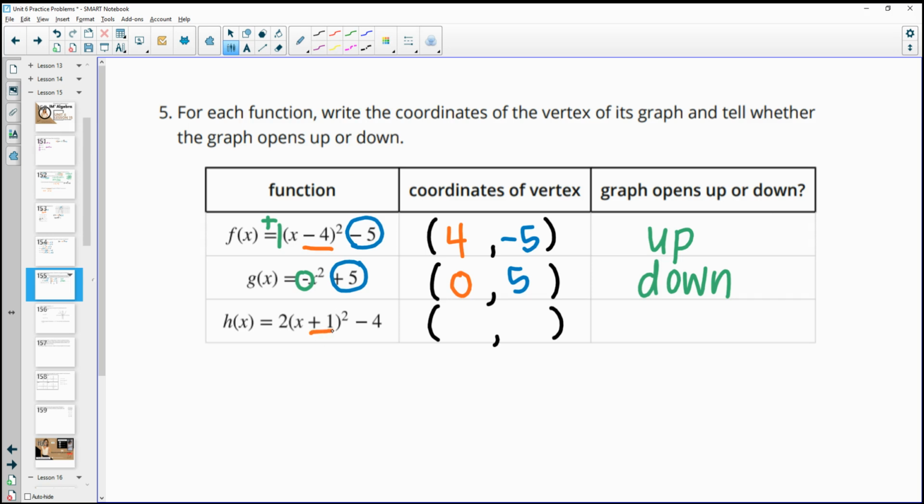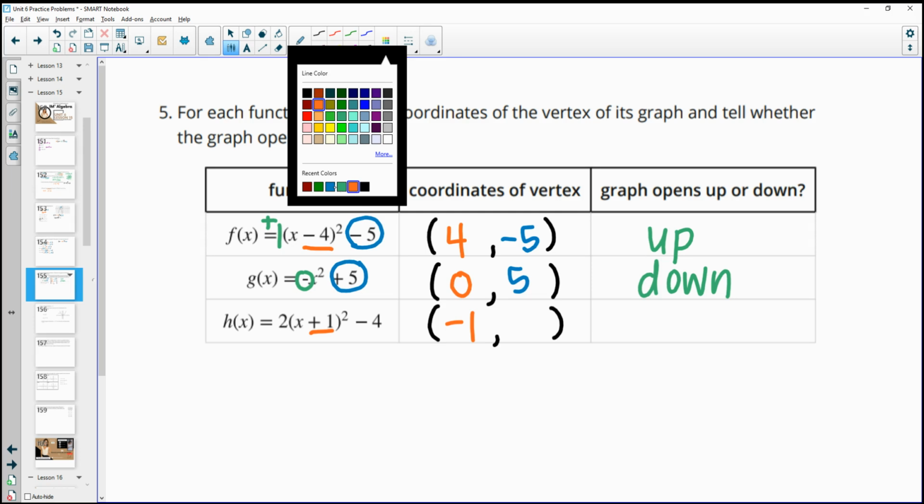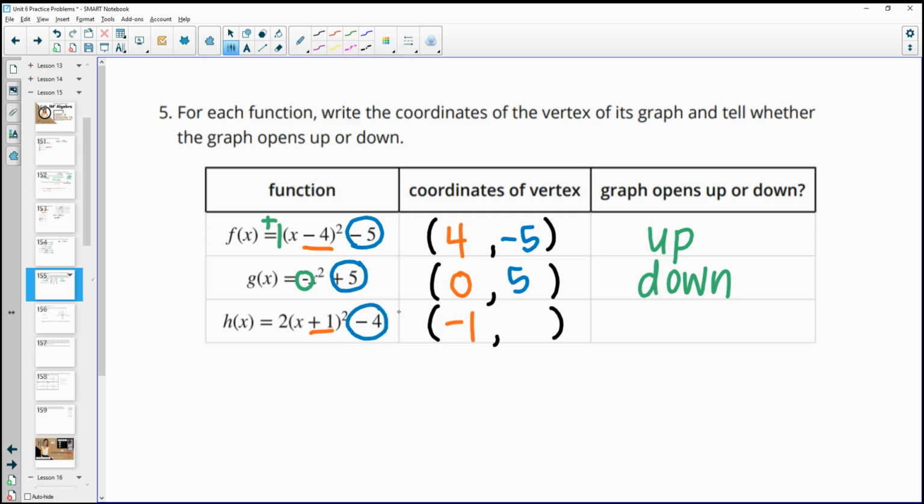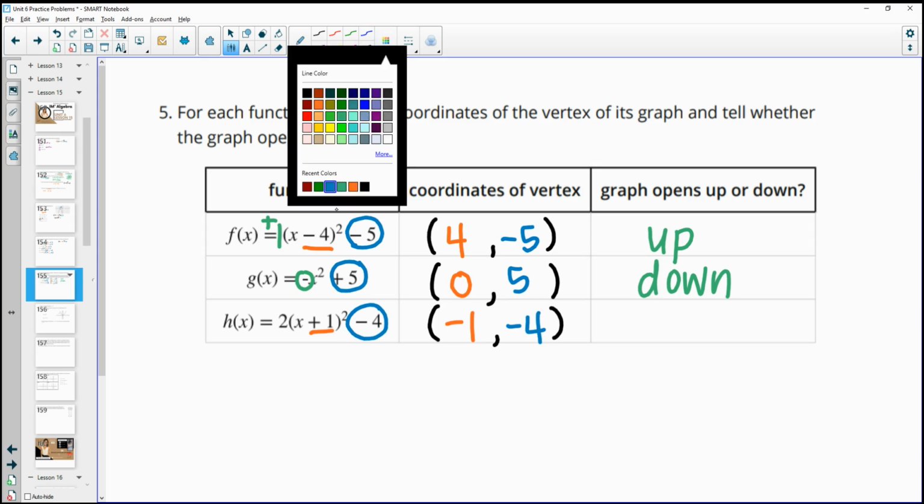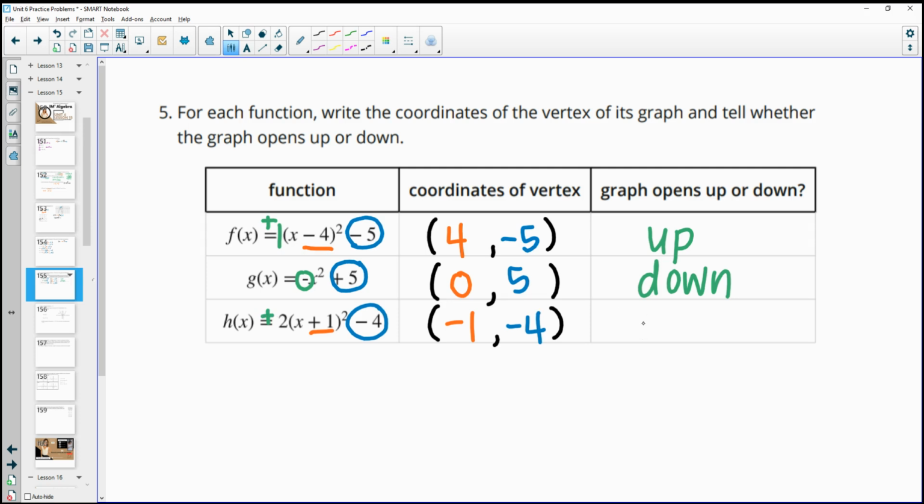H of x, so we've got a +1 here. Opposite of that is -1. Then we've got this y coordinate of -4. And then the number out front here is a +2. So then this is going to open upward.